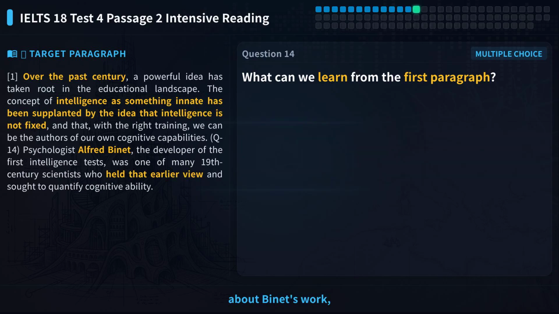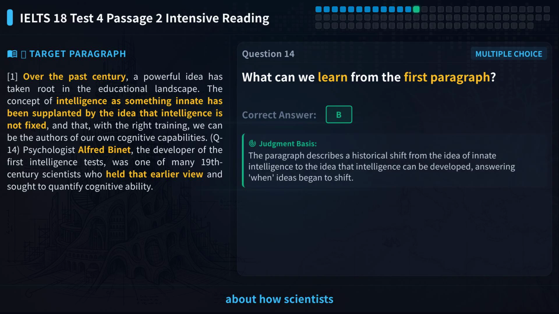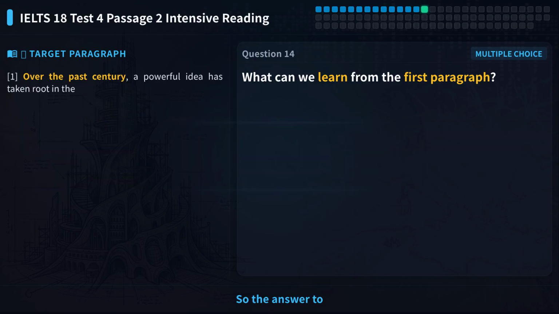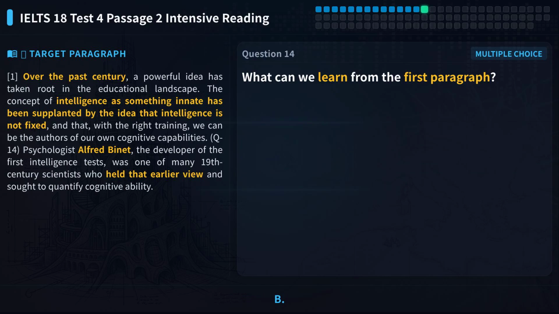Option A is a detail about Binet's work, not the main idea. Option C talks about how scientists responded, but the paragraph is about the change in ideas, not the response. Option D talks about why thinkers gave up the old idea, but the paragraph is about when the change happened, not why. So we can eliminate A, C, and D. So the answer to question 14 is B.